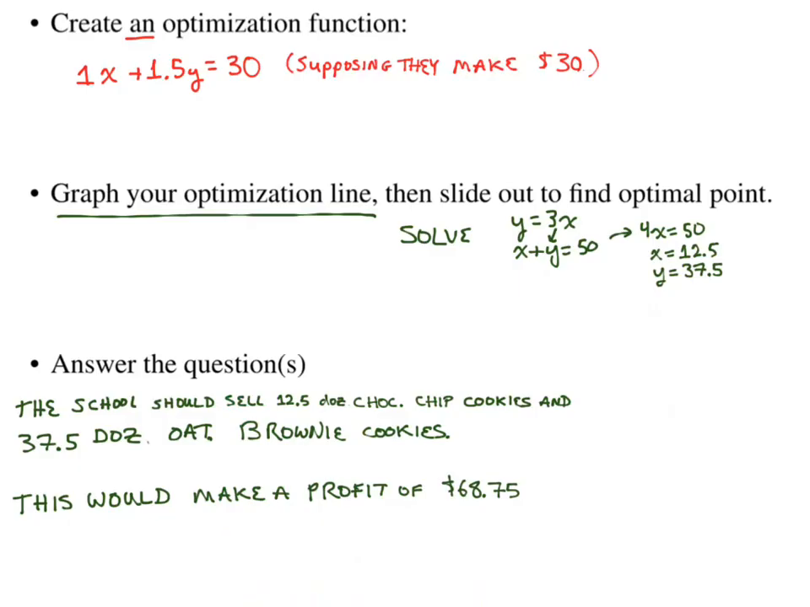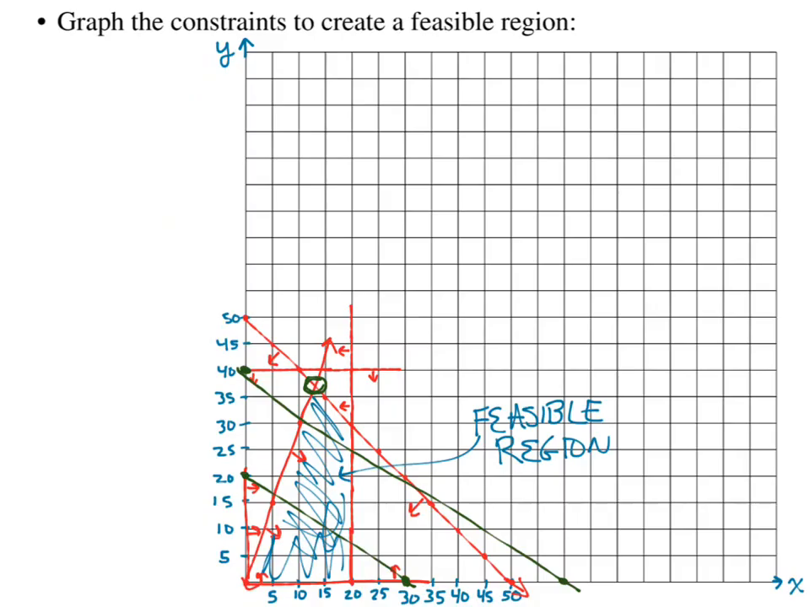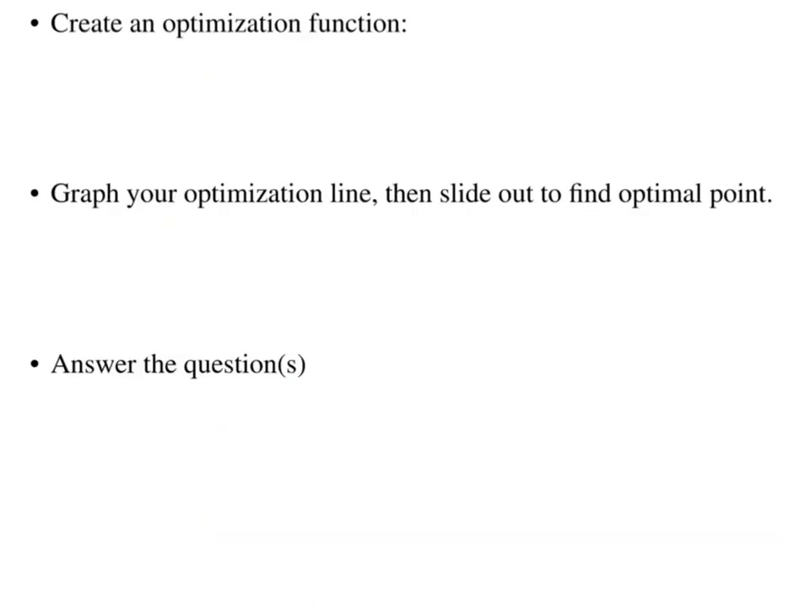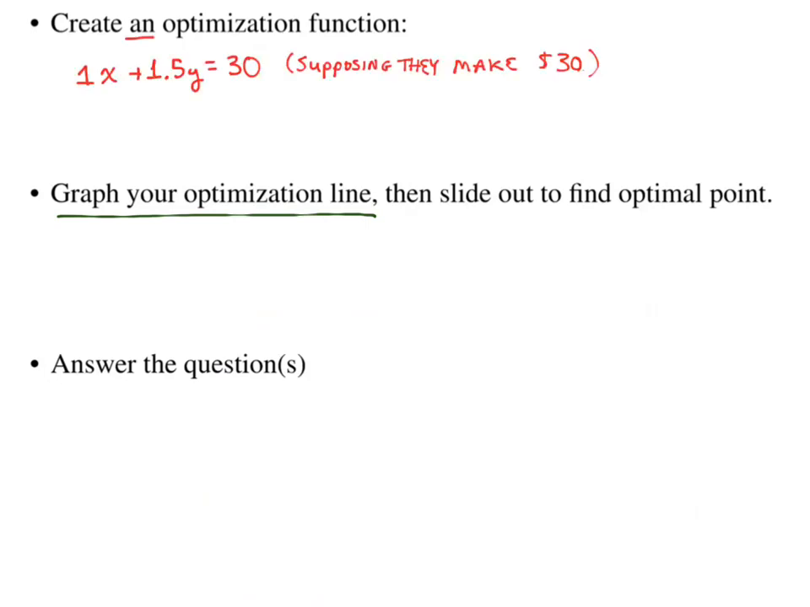To do that, we're going to solve for that corner I just showed you. That comes from these two lines, y equals 3x and x plus y equals 50. I wrote equals this time because it's where the lines themselves cross, not the shaded space below or above the lines.